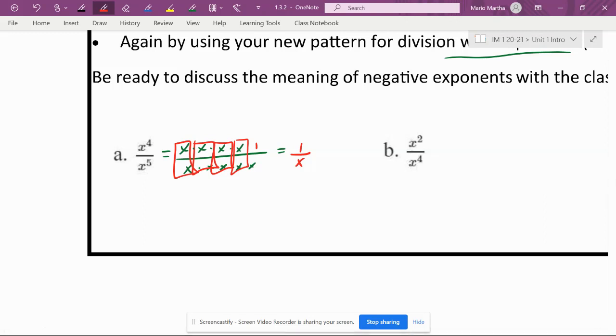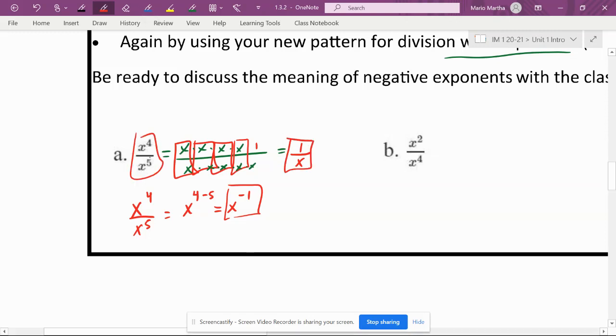The second pattern would be x to the fourth over x to the fifth. And remember, you're subtracting. So x to the 4 minus 5. 4 minus 5 would be negative 1. And this would be our answer right there. So since both of these come from the same simplification, we can say that x to the negative 1 equals 1 over x.